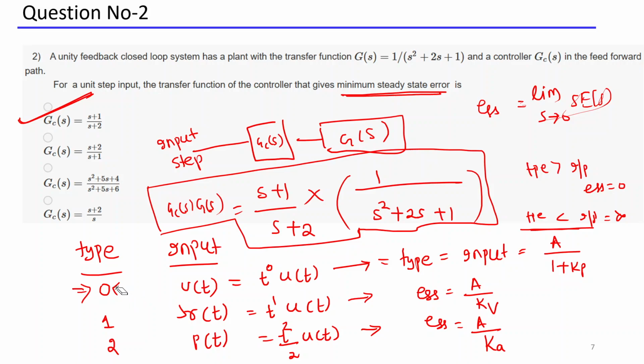But here in this question, what is given? He is giving a unity step input. Unity step input means t to the power 0.